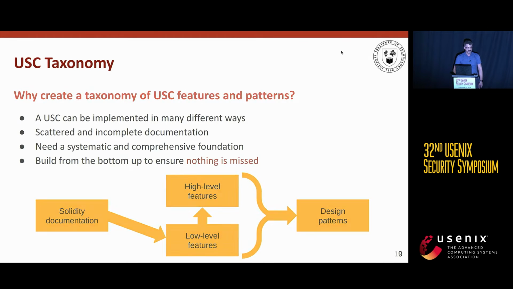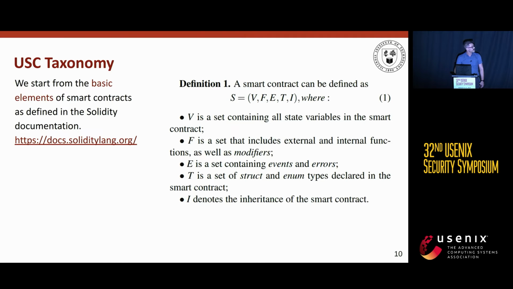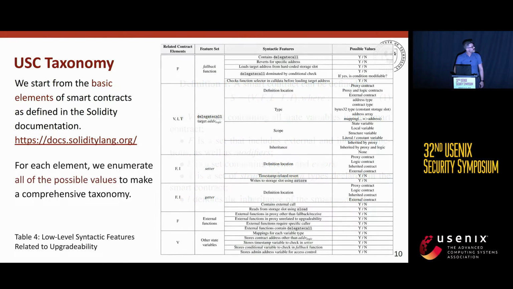And so we start with the basic elements of a smart contract as defined in the Solidity documentation. And you can see in the first column of this table here, we take all of those basic elements and we extract all of the elements from those that are relevant to upgradability. And then enumerate all of the possible values of those specific feature sets.